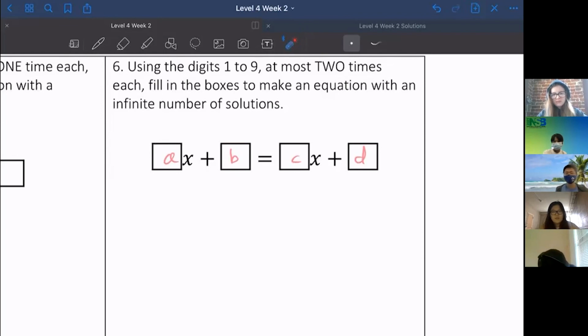Yeah, so I see now 2x plus 3, that works out perfectly because 2x plus 3 is equal to 2x plus 3.